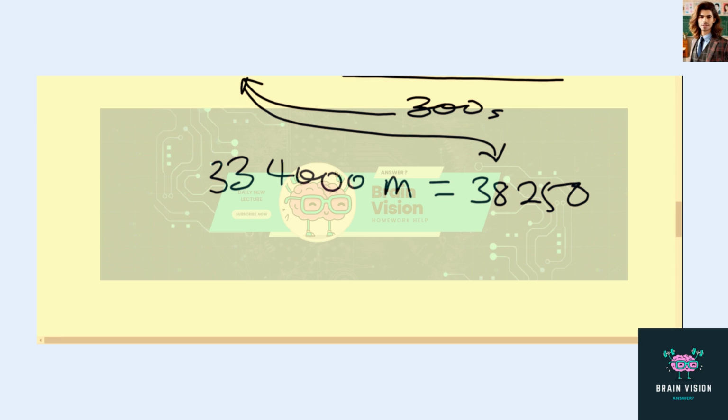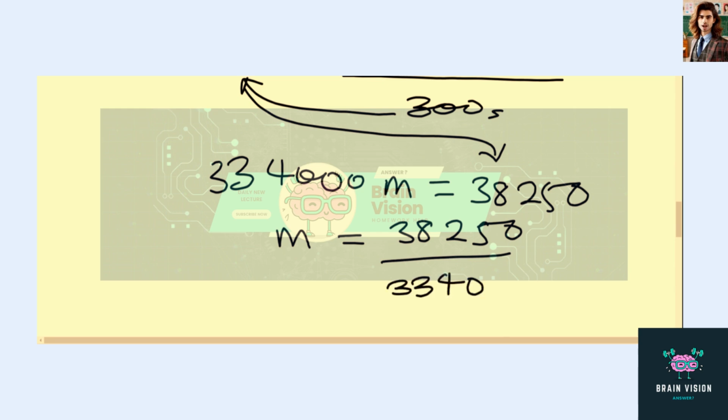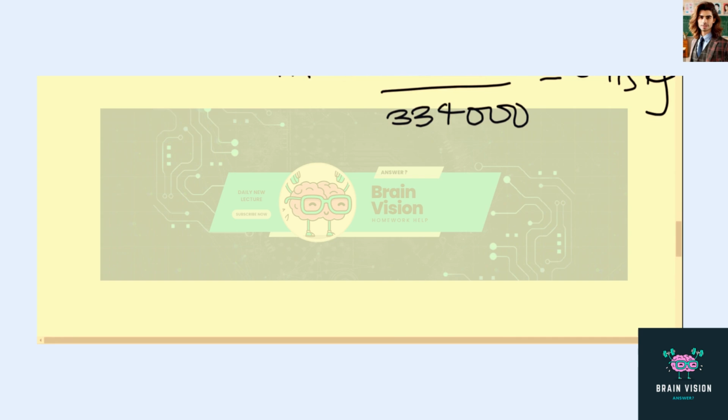All right, so making mass the subject, we have 38250 divided by all of this, 34000, and that should give us 0.115 kilograms. So that is the mass of ice that melts under the time frame of 5 minutes. So our mass is equal to 0.115 kilograms.